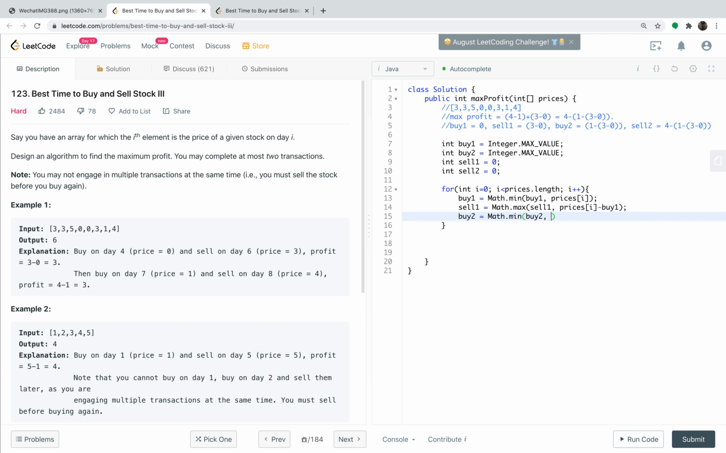We still find buy two as a minimum number, using sell one and sell two as the transition for buy two. So that's basically the state transition from the first transaction to the second transaction for each slot i. Finally, we just return sell two, which should be the maximum profit of the whole process.